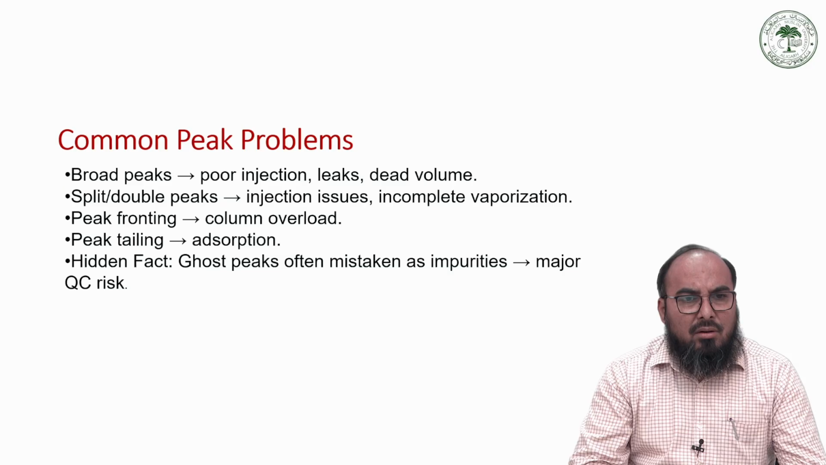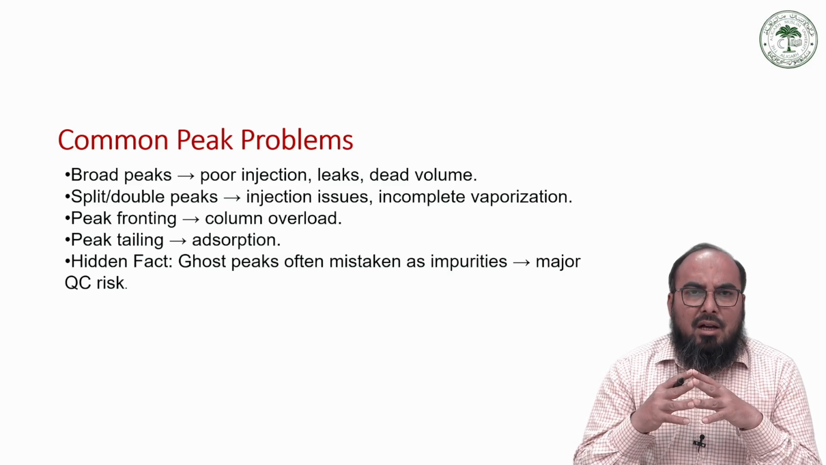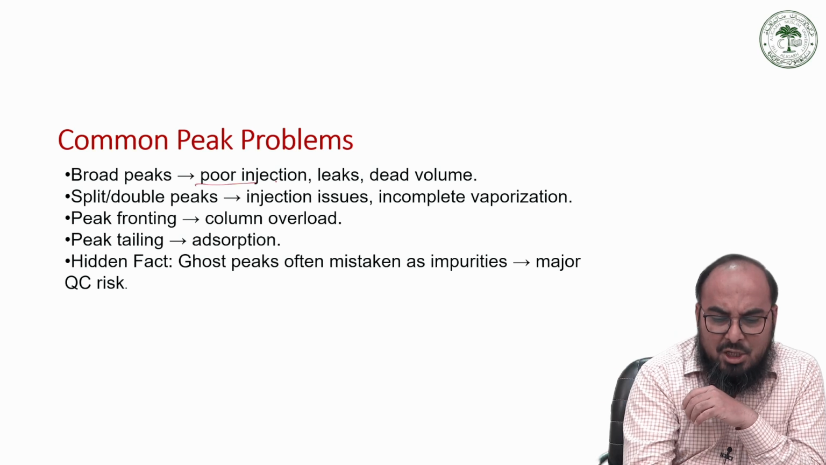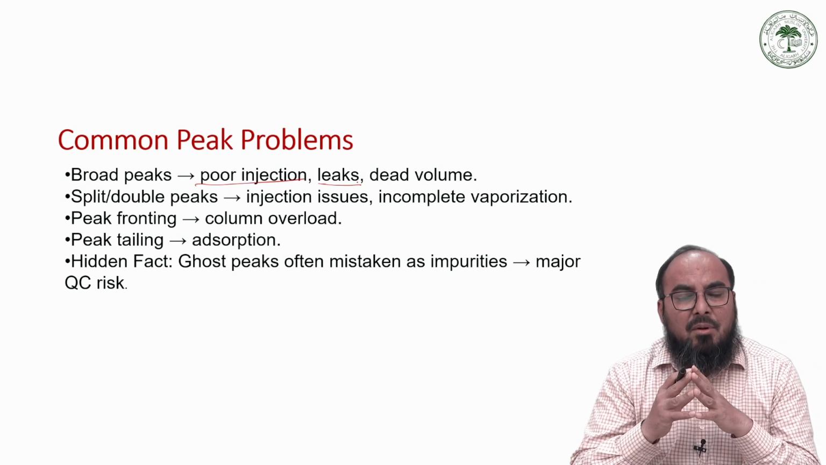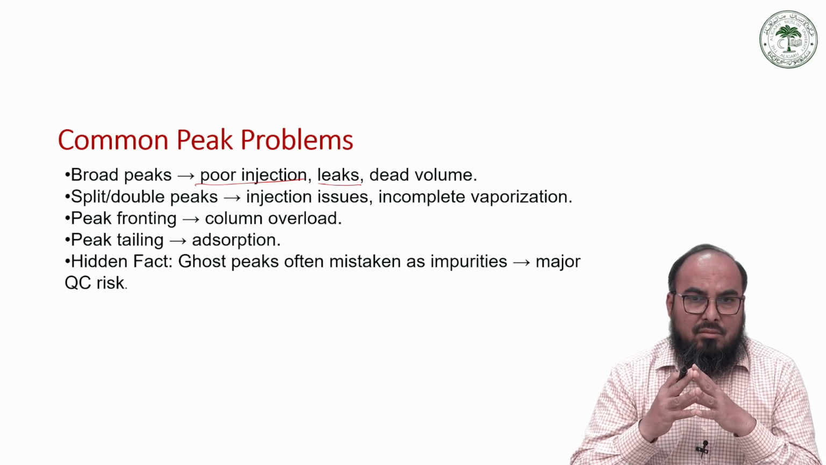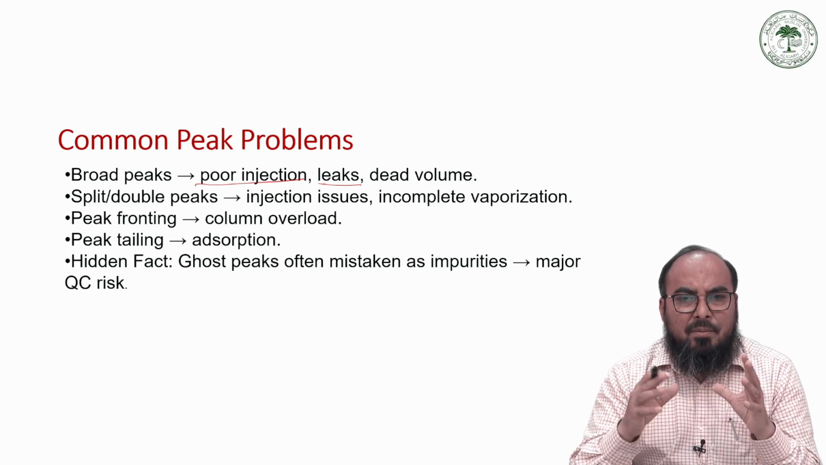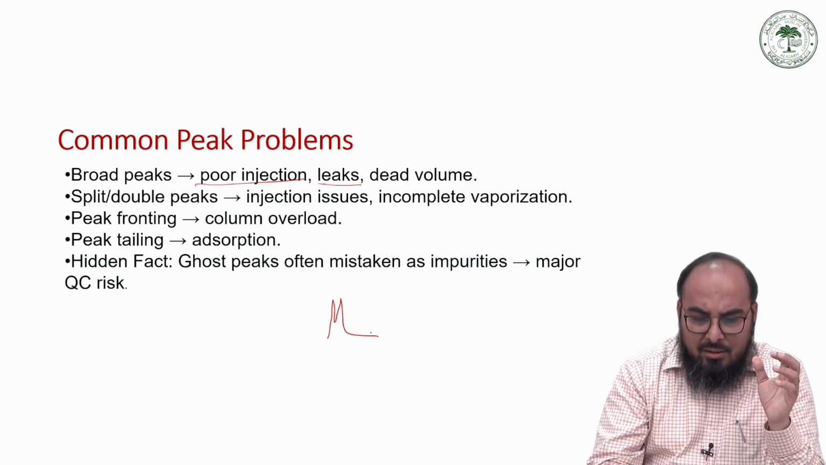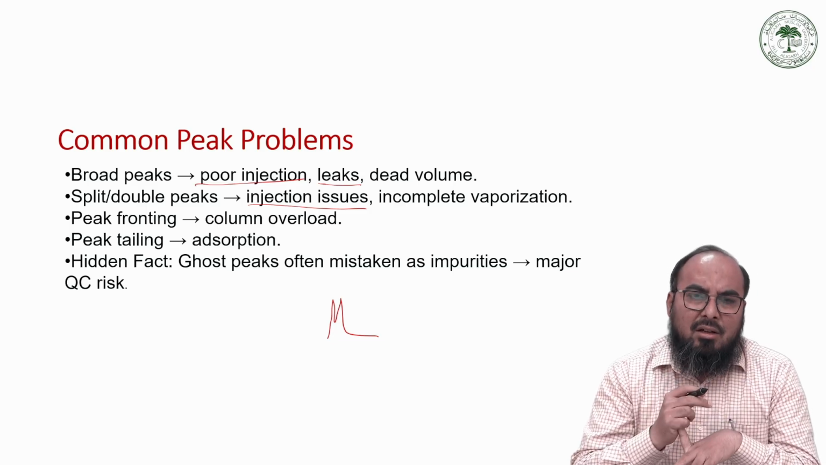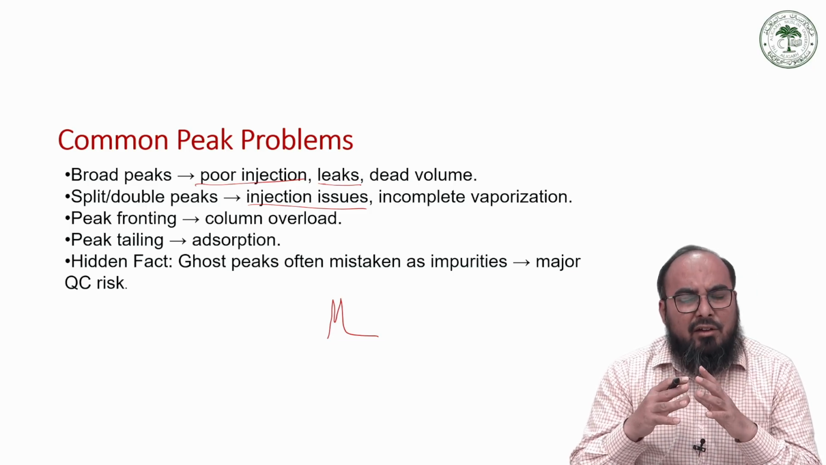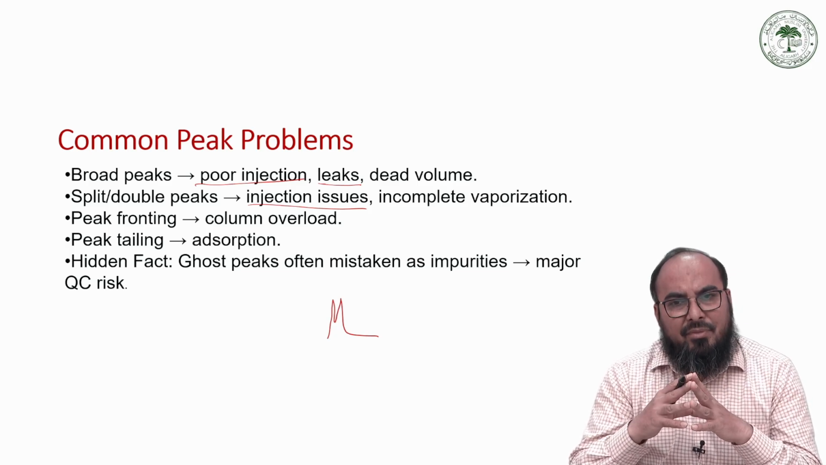Okay, so there are certain peak problems. Broad peaks imply poor injection problems; there may be certain leaks or some dead volume. Similarly, if we have a double peak or split peaks like this, then it implies that there are certain injection issues. We have to change the injection port. For example, if we are using a split one, then we can go for a splitless one.